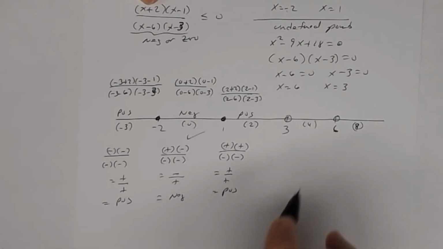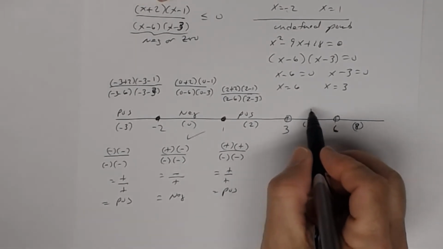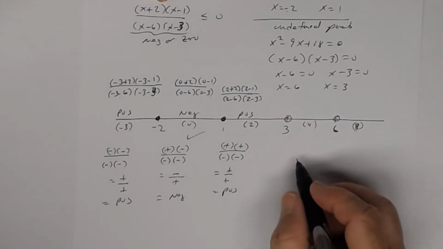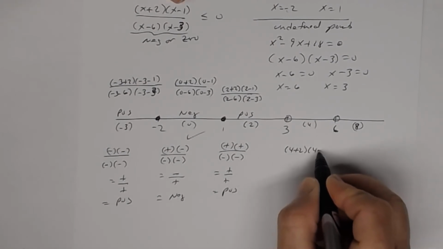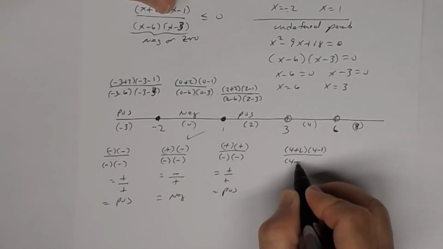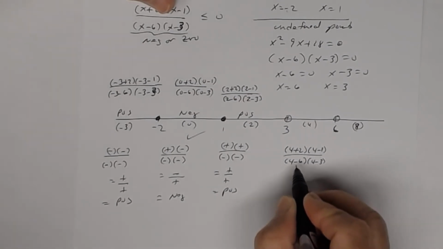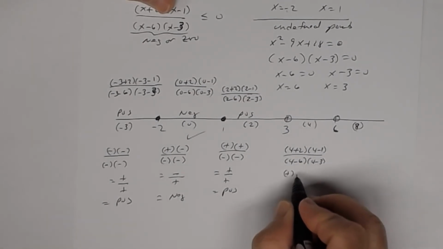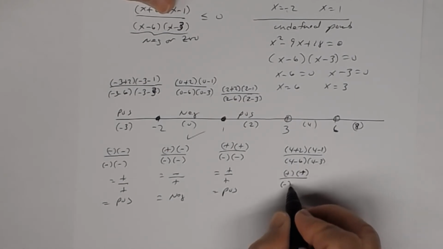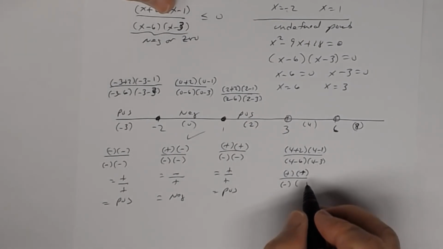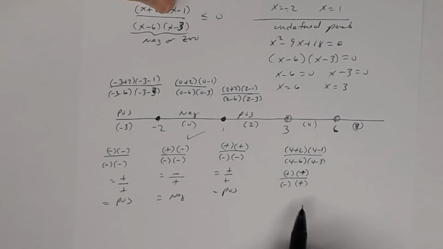Then we go to 4. Do the same thing. I don't have enough room here, so I'm going to go down here. So we have 4 plus 2, 4 minus 1, divided by 4 minus 6, 4 minus 3. 4 plus 2 is a positive 6. That's a positive. 4 minus 1 is a positive 3. So that's positive. 4 minus 6 is negative 2, a negative. And then 4 minus 3 is positive 1. That's positive. All right, the numerator, positive times a positive is a positive. A negative times a positive is a negative. And a positive divided by a negative is a negative.